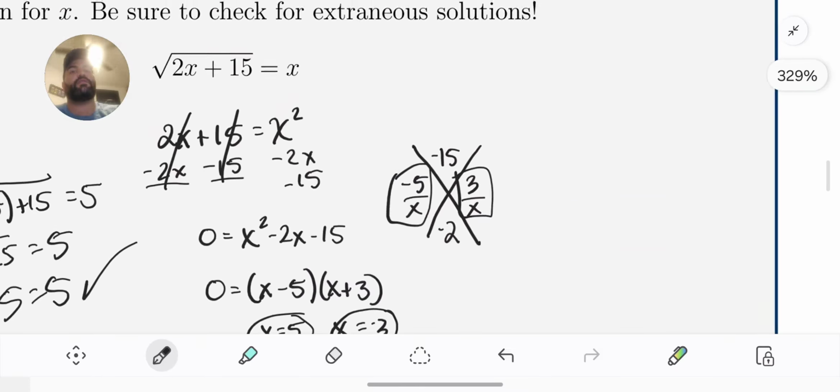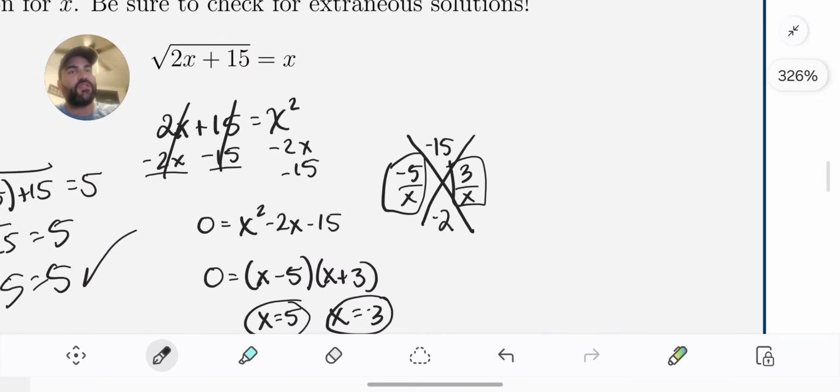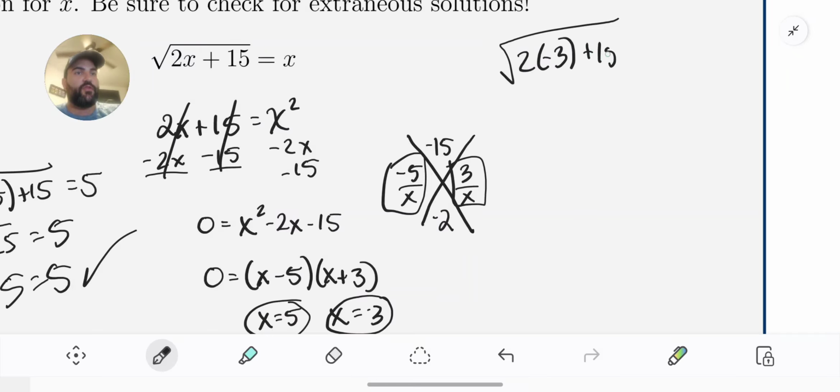Now let's check that negative 3. Never assume that one of them would not work, right? Both of them could work, technically, so never rule that out. Anything could happen, basically.